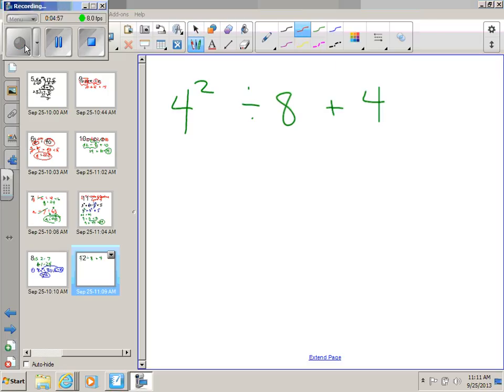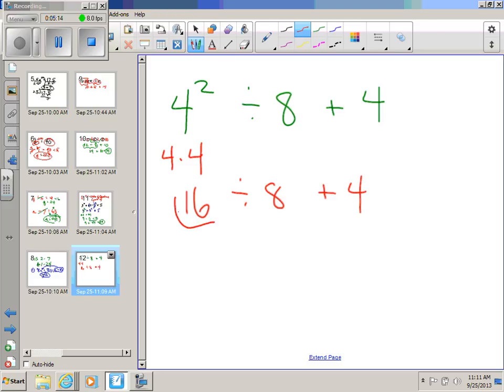Parentheses? No. No. Exponents. Yes. So does this mean 4 times 2? No. 4 times 4, which is, say, gotta divide before I add. Casimir?